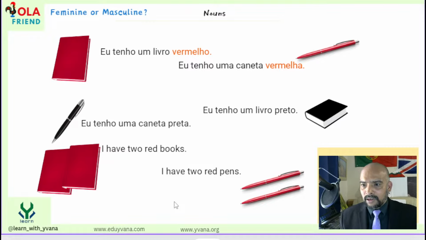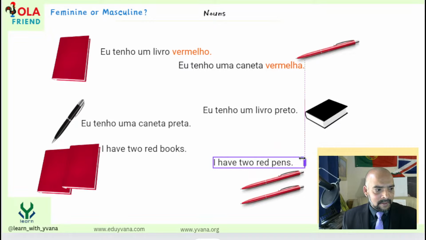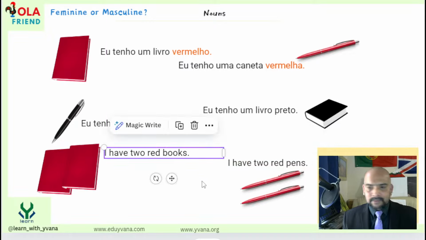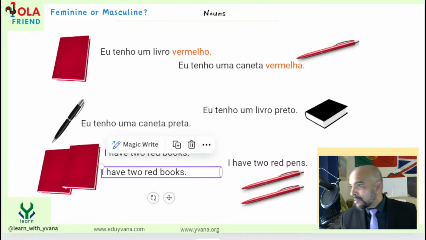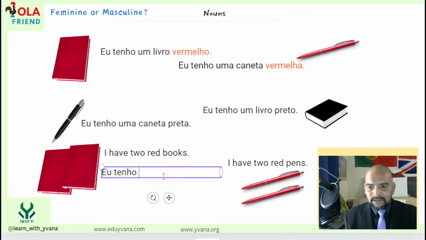Eu tenho livro vermelho. That's perfect, right? Now, how can you say that I have two red books? Eu tenho dois livros vermelhos. That's cool, right? You are great. You are getting nice, right? Eu tenho dois livros vermelhos.